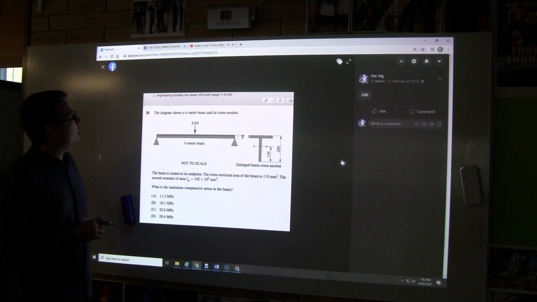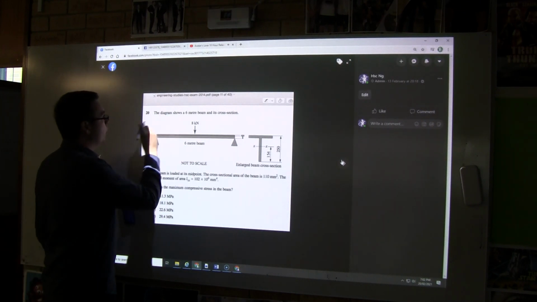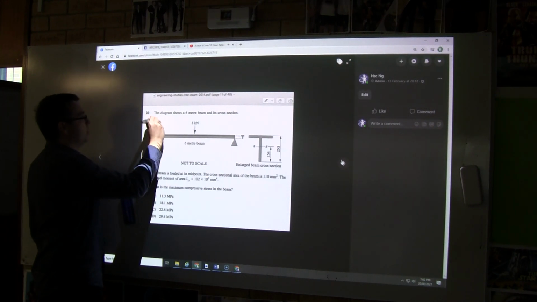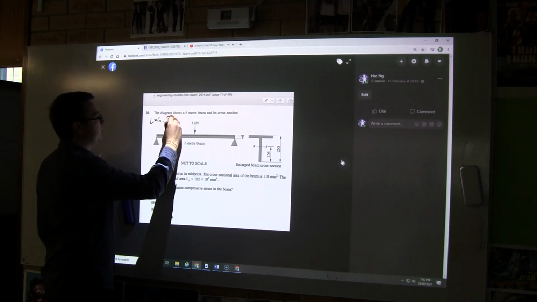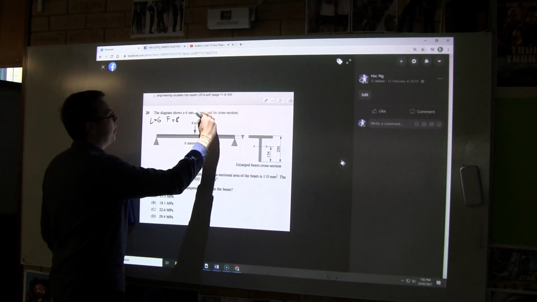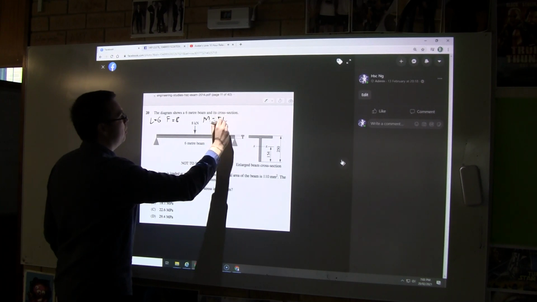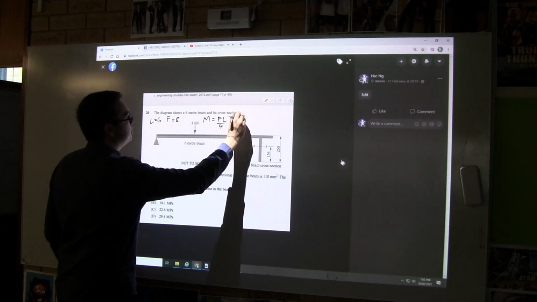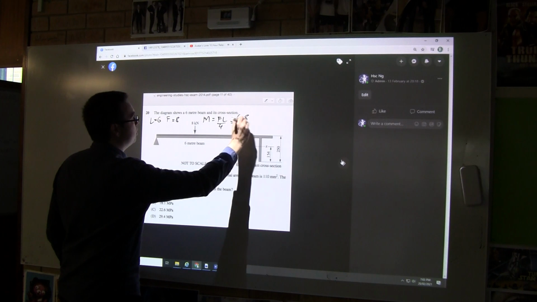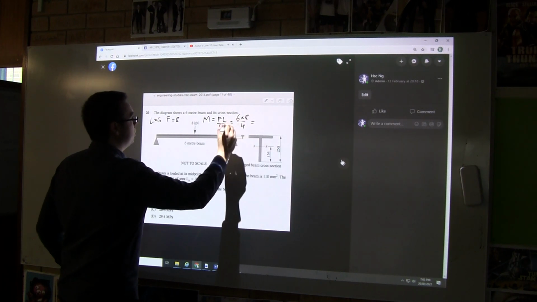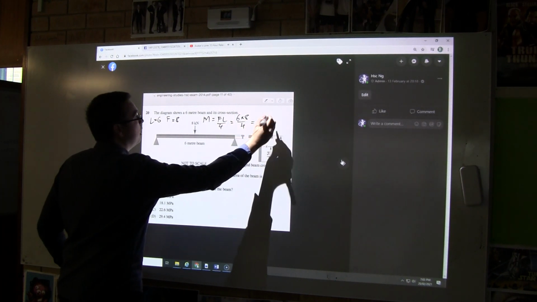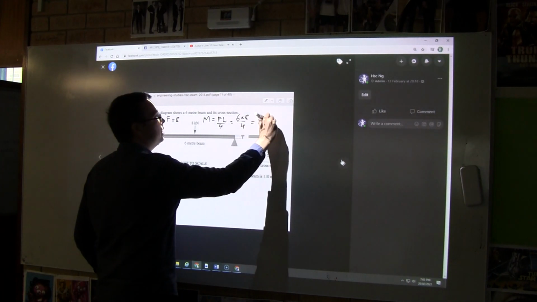Okay, so this diagram shows a 6 meter beam. So L equals 6, F equals 8. So we can say M equals FL on 4, which is 6 times 8 on 4, which is equal to 12. And that's 12 kilonewton meters, which is the same.